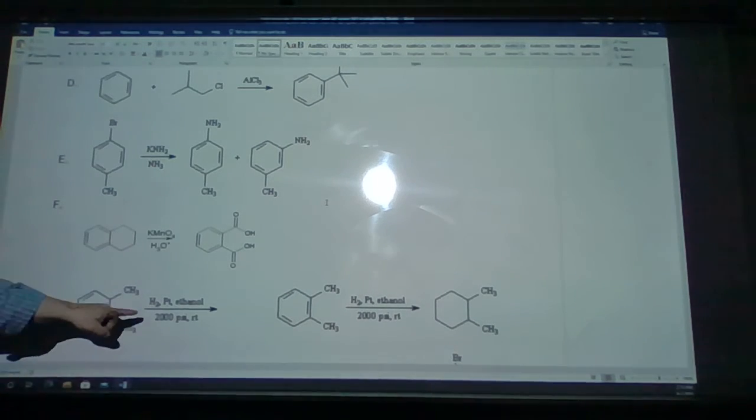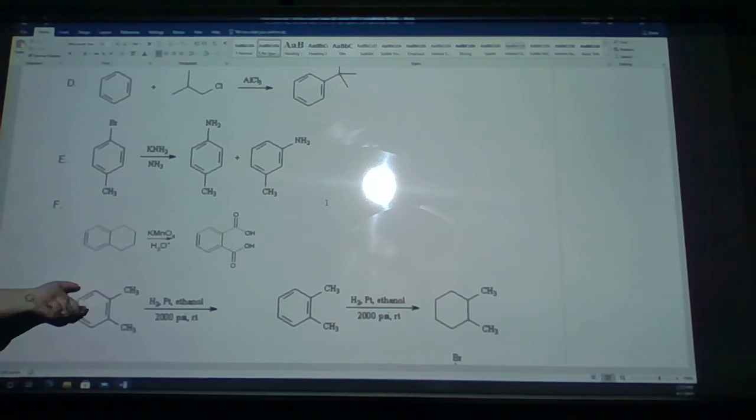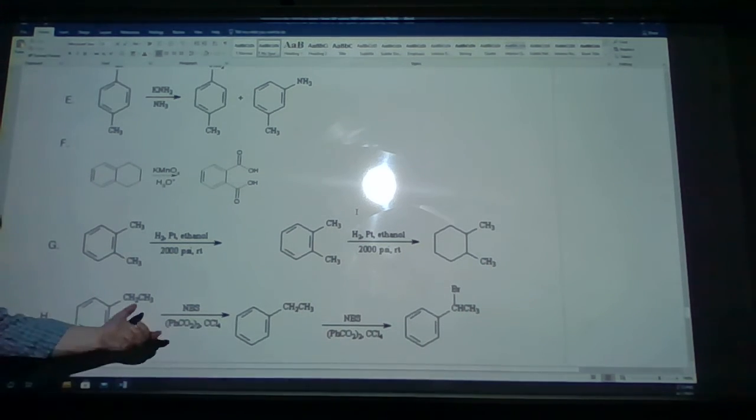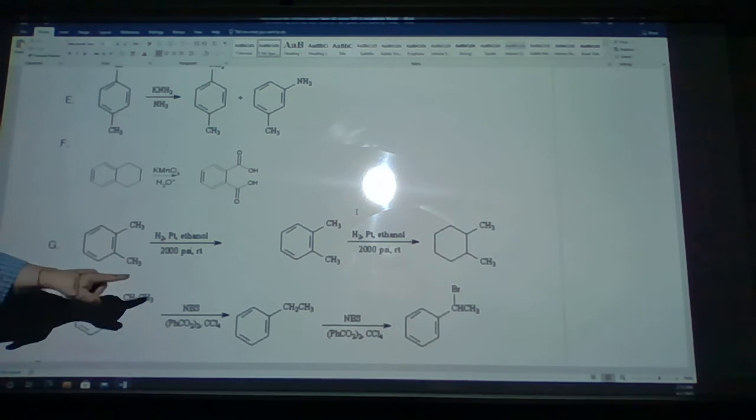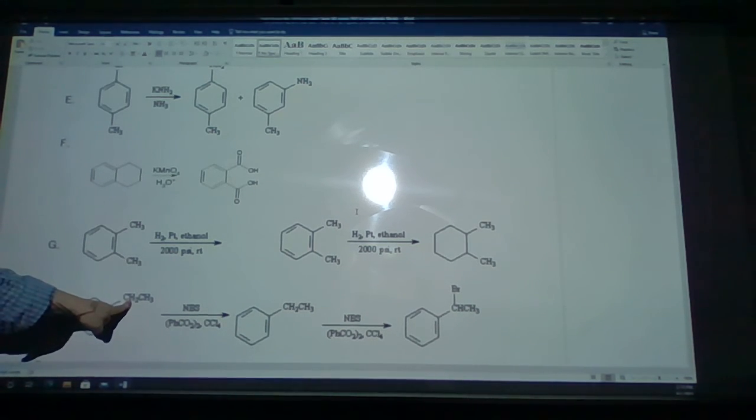The key condition here is this 2,000 psi. You're having to really whack this thing to get the hydrogen to absorb and reduce all the double bonds in your aromatic ring. H, NBS, with a peroxy material, benzoyl peroxide. NBS brominates immediately alpha to the ring. So it adds a bromine to this benzylic position, giving the monobromo.